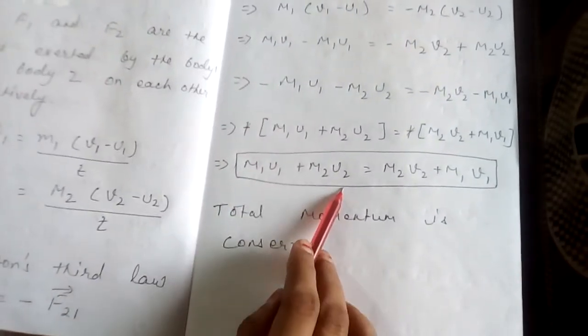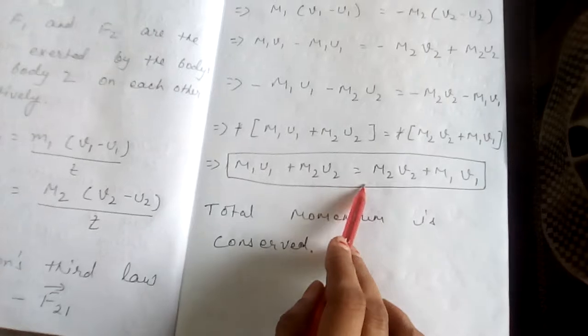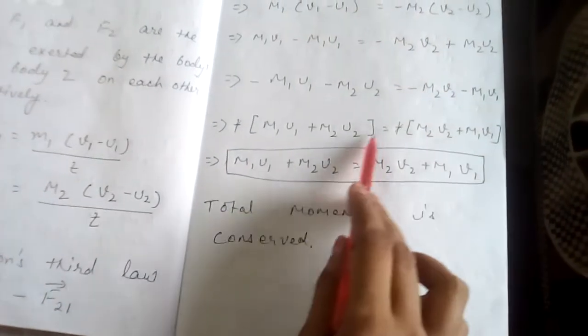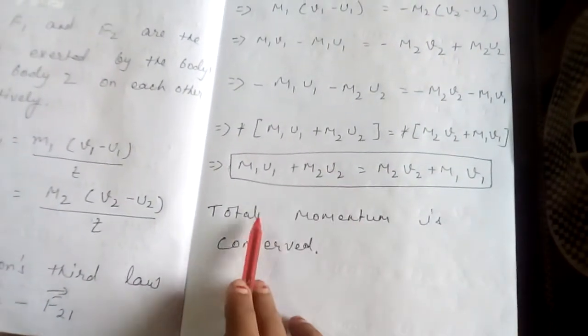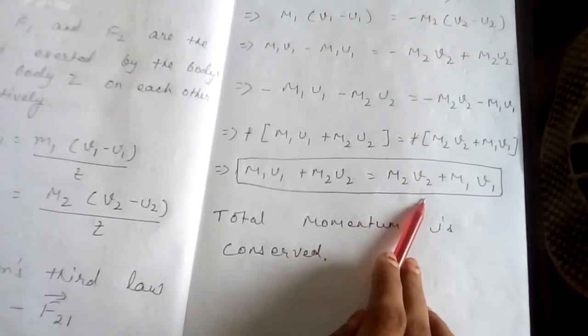So what have we got? Total momentum before collision is equal to total momentum after collision. That means total momentum is conserved when no external force is applied. Okay.